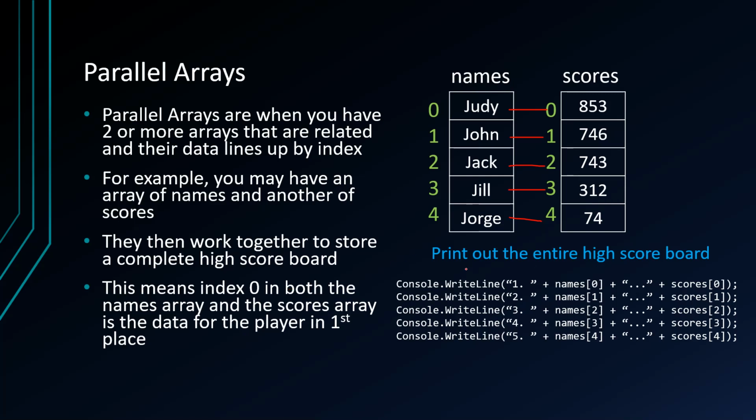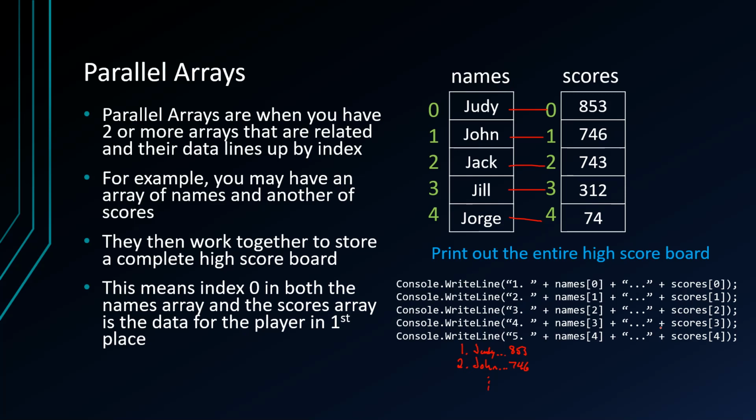Now, just to demonstrate how this works, down here below, I've created a quick little chunk of code that prints out the entire high scoreboard. So what would it look like when this code runs? It would actually display something like this. 1 dot, the names array at index 0. Well, that's Judy. Plus dot dot dot, plus scores at 0, which is 853. And then it would go down and do the next output line. 2 dot, John, dot dot dot, plus 746. And it would continue on just like that. So we would get a nicely formatted high scoreboard.